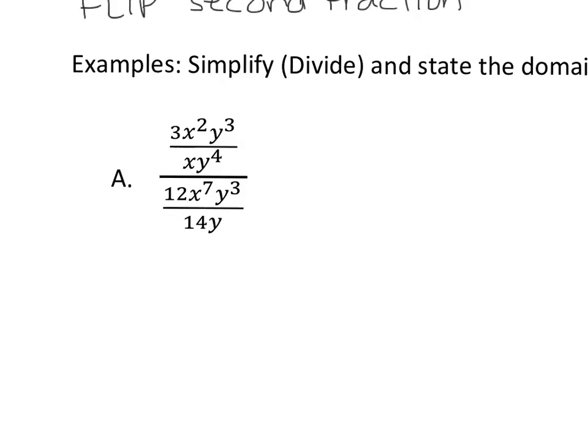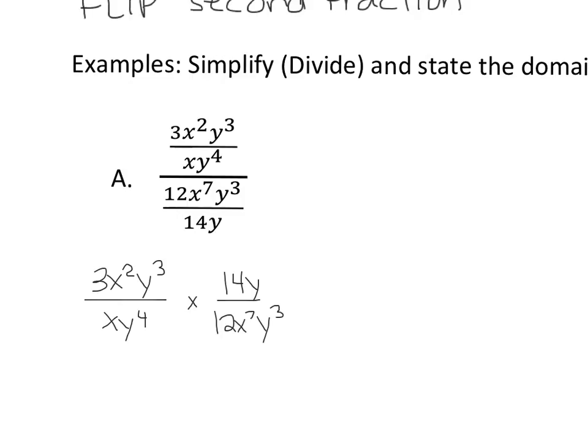So here we have an expression that's a little more complicated because it has x's and y's, but they're all monomials. Notice there's no addition or subtraction signs, so I don't need to do any factoring here because these are already as factored as possible. So I'm going to keep the first fraction the same, change it to multiplication, and flip the second fraction over.